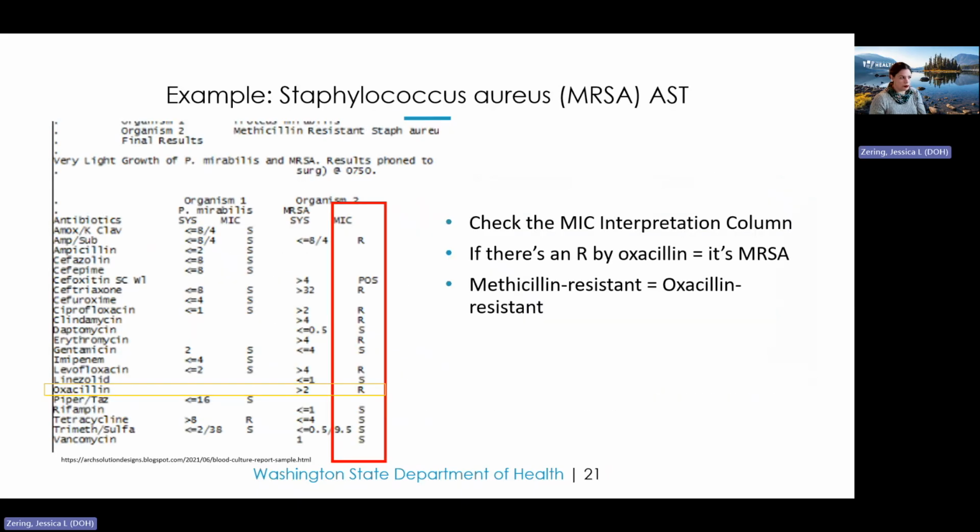Another example is Staph aureus. How do we know we're looking at a MRSA? First, we're going to look at the MIC interpretation column. We're going to look to see, is there an R next to oxacillin? Now, let's back up for a second, because MRSA stands for methicillin-resistant Staph aureus. It doesn't stand for oxacillin-resistant. So that can feel confusing.